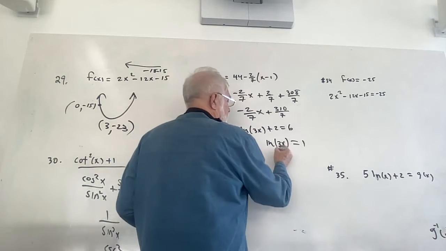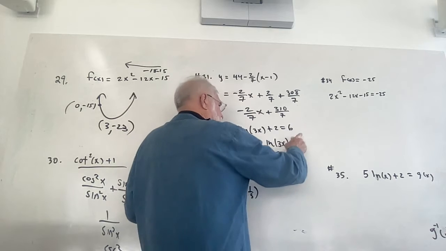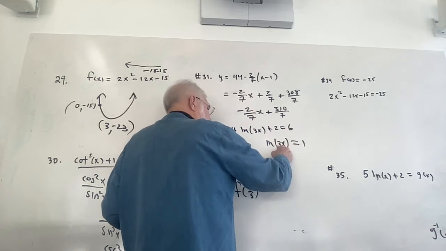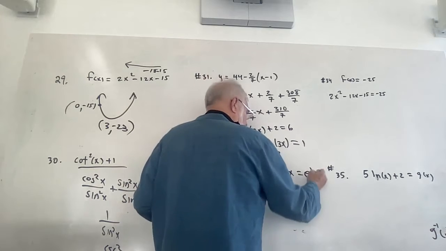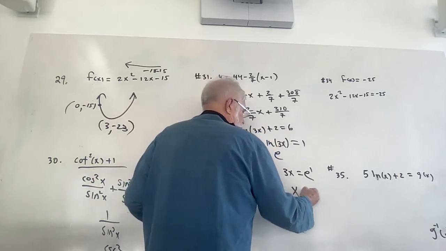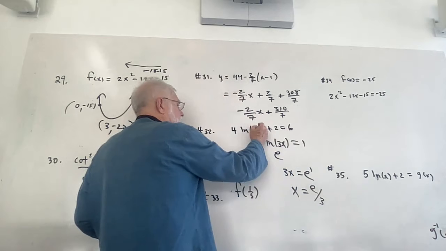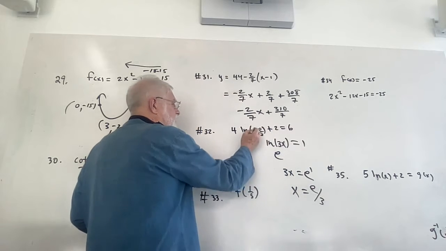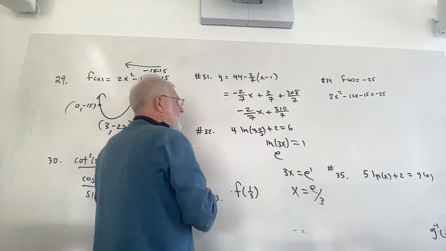Okay, anyway, we don't write the base, but changing this to exponential form, I put the exponent on top of e to get 3x. So 3x comes from e to the 1. Now I can see it: x equals e over 3. So if I put e over 3 in here, what happens to the 3's? They cancel. What exponent do you put on top of e to get e? 1.